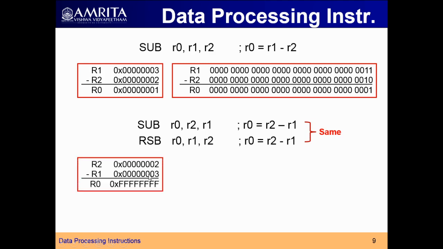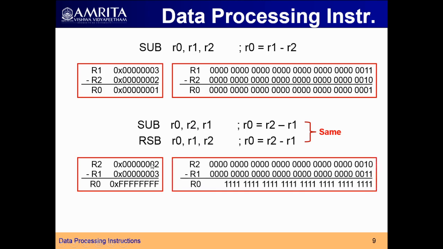So let us take one example. Here let us take R2 as 2 and R1 as 3. You are subtracting R2 minus R1, the same thing. So what will happen? 2 minus 3. You should be getting negative 1 as the result.